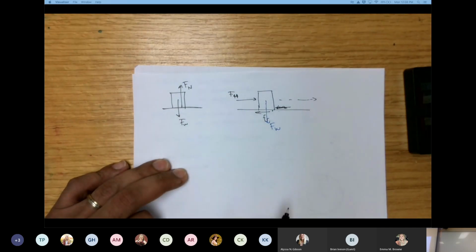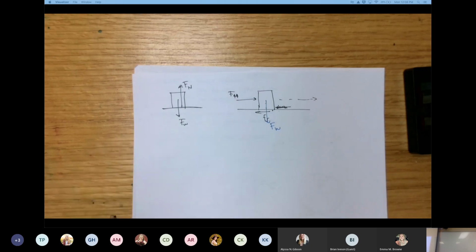Thrust? No. Thrust is a specific kind of force that comes from combustion engines or propellers, an engine that is pushing you. So no, in this case, we don't have thrust.